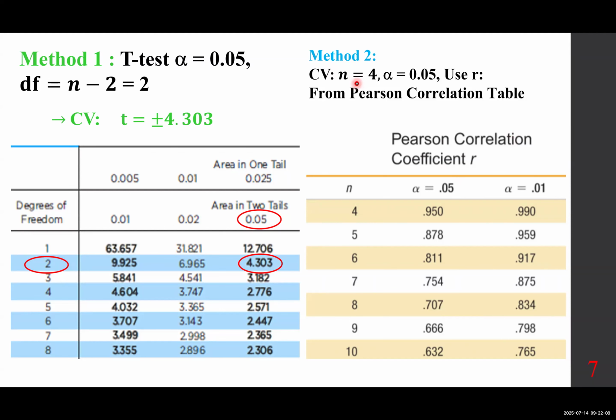We know n is 4, so you look for n equals 4. You know alpha equals 0.05, you choose the alpha. So it comes together here, the answer is 0.950. Because it's a two-tailed test, it's plus minus 0.950. This is how you read the two tables. Again, this you had seen, and this is sort of new.